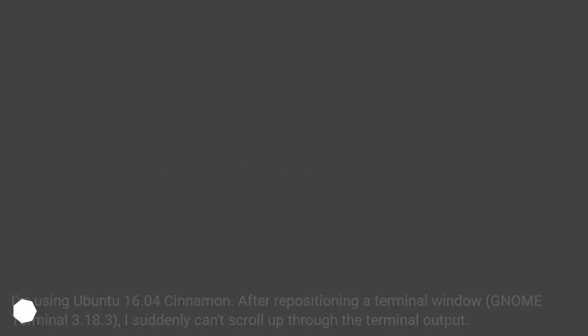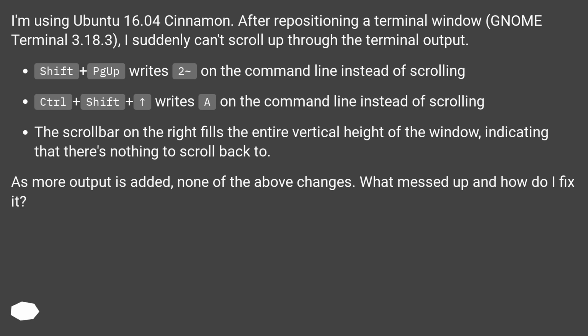Why can't I scroll in the terminal? I'm using Ubuntu 16.04 Cinnamon. After repositioning a terminal window, GNOME Terminal 3.18.3, I suddenly can't scroll up through the terminal output. Shift plus Page Up writes 2 on the command line instead of scrolling. Control plus Shift plus Up writes A on the command line instead of scrolling.